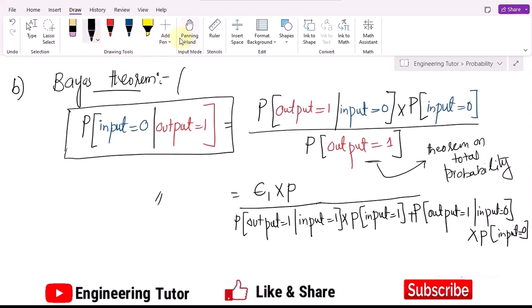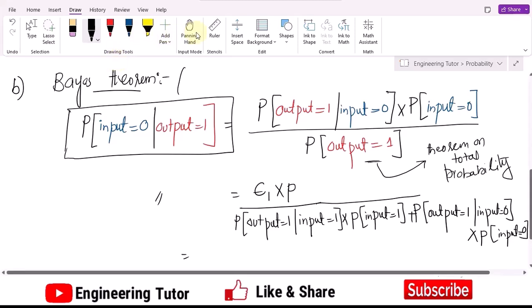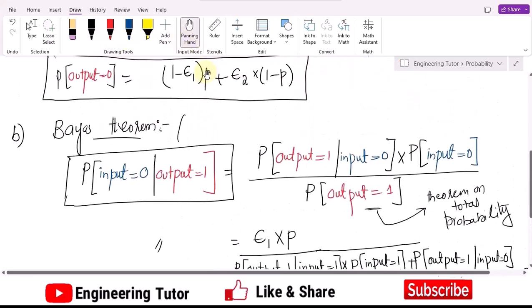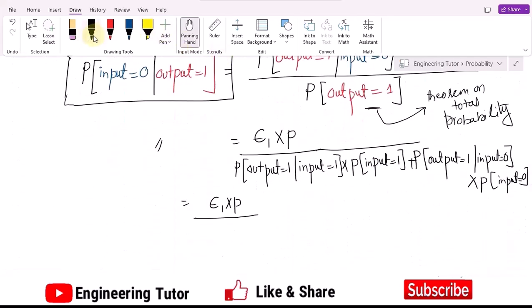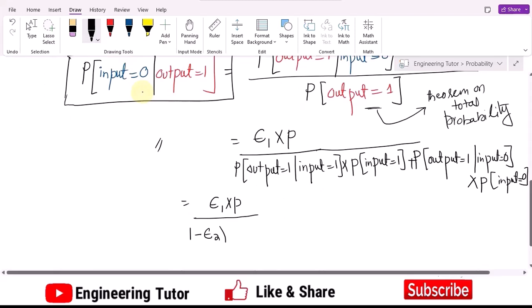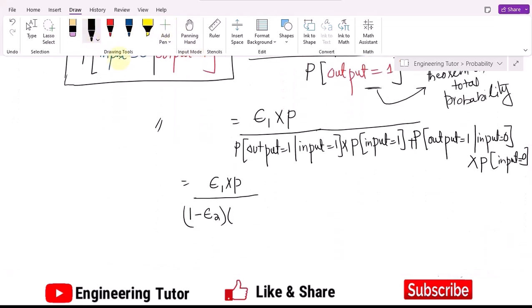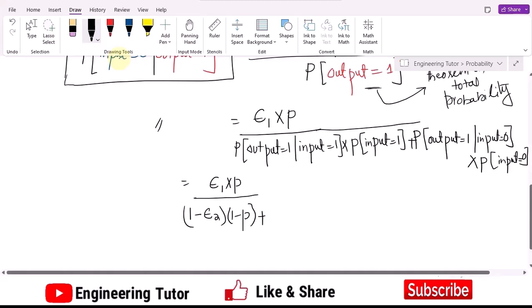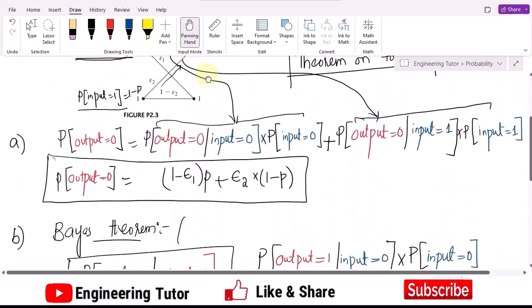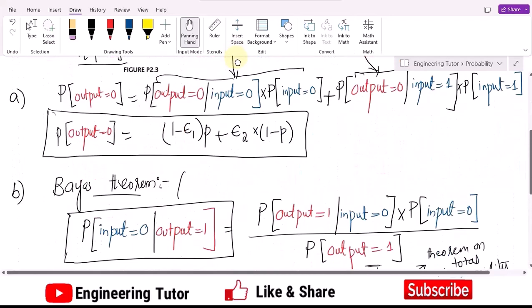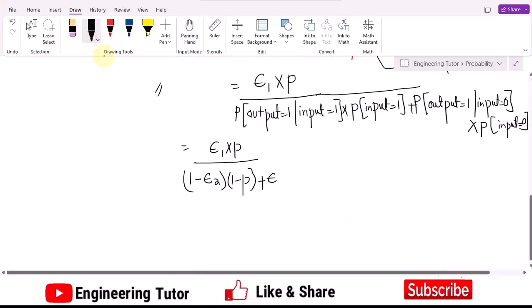So now let me put their values here. This would be E1 into P, and the probability that output is 1 such that input is also 1 is 1 minus E2, multiplied with the probability that input equal to 1, which is 1 minus P. And the probability of output equal to 1 such that input equal to 0 is E1, multiplied with the probability that input equal to 0, and that is P.